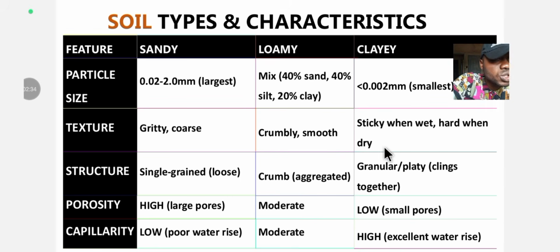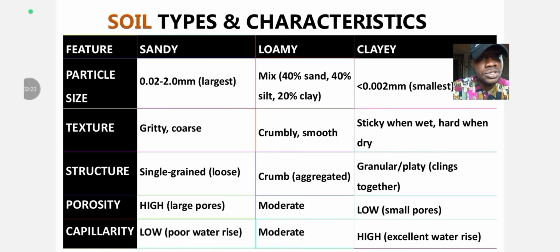Then you have the clayey soil, which has a sticky texture when wet, and a hard texture when it's dry. That's why clayey soil is used to build houses, those kind of houses you call mud houses in the old days. In ancient cities like Benin City and some parts of Edo State, you can still see some mud houses there.